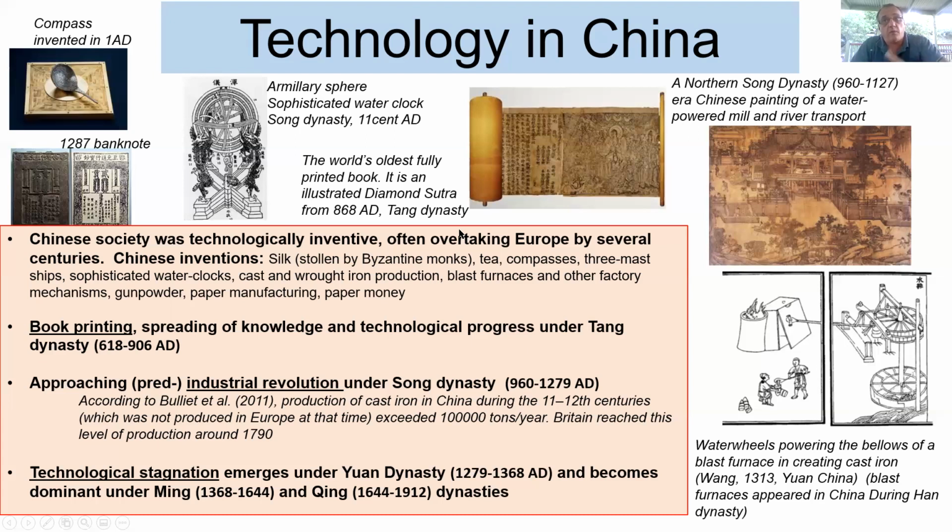And during the following centuries, technology in China and Chinese society in general stagnated, and ultimately were overtaken by very fast development of science and technology in Europe.